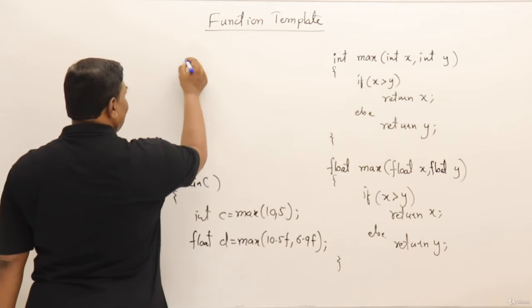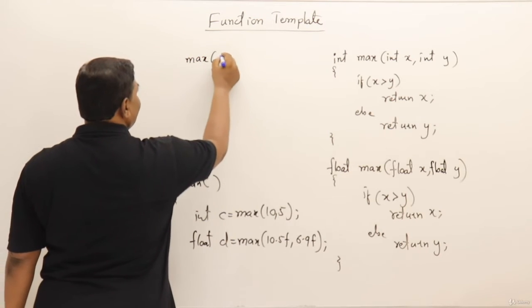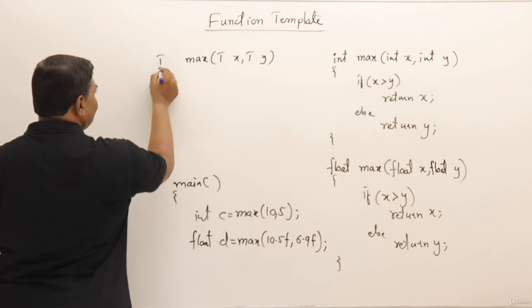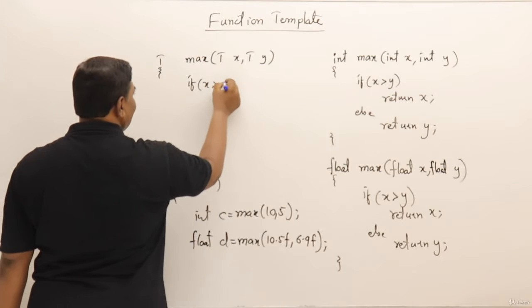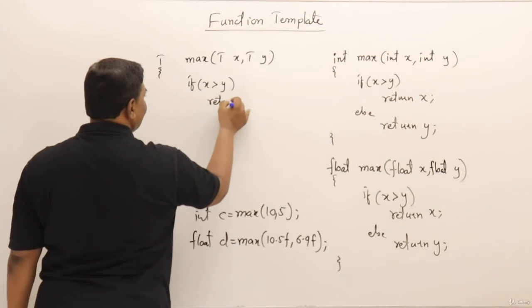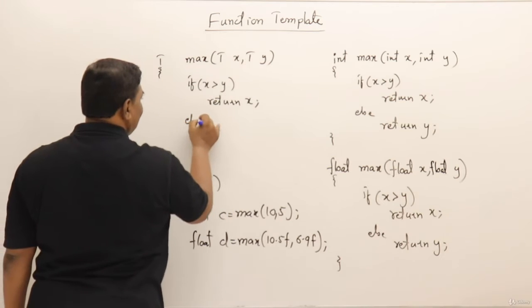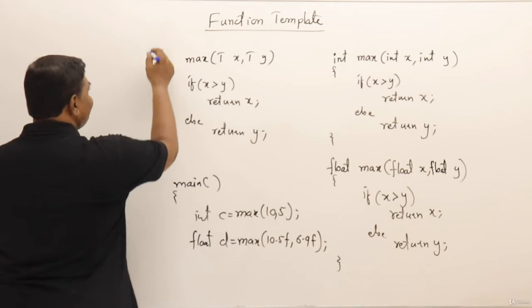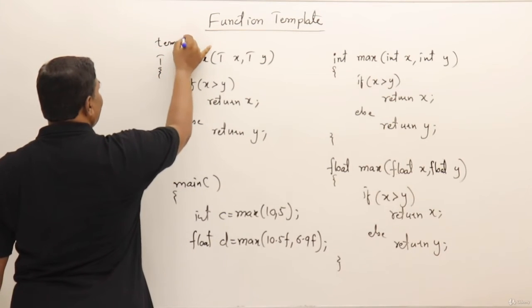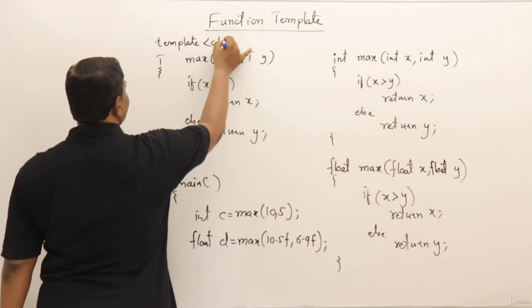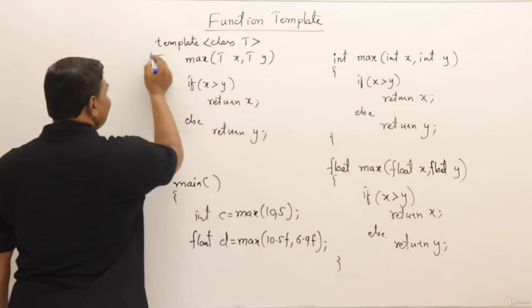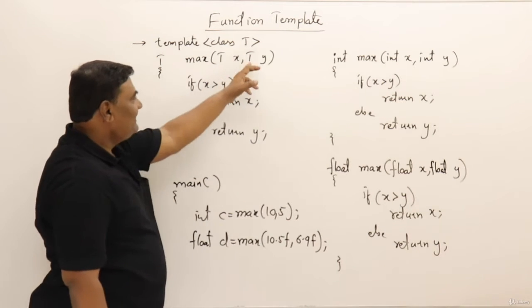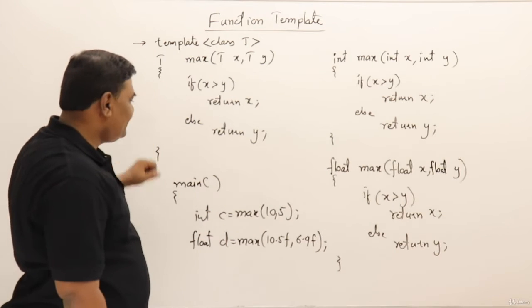Yes, I can write. So what I'll do is max T, template x and template y. The return type is also template. If x is greater than y, return x, else return y. Then what is this T? So here I will define template class T. This is a definition of T, which is defined as a class of type template. So now this T is a template class, so the function is a template function.